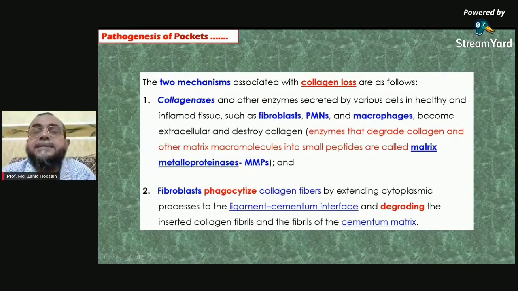So collagenase and other enzymes are secreted by various cells in healthy and inflamed tissues, such as fibroblasts, polymorphonuclear neutrophils, macrophages. Macrophages are altered monocytes. When inflammatory reaction occurs, monocytes come to fight there, and monocytes become macrophages for phagocytosis. PMN is the first cell. Neutrophils come first to phagocytose the bacteria, but if they alone cannot engulf all the bacteria, then monocytes come and become macrophages, bigger than monocytes. They also engulf the cell, called the phagocytosis process. So both can kill the bacteria directly.